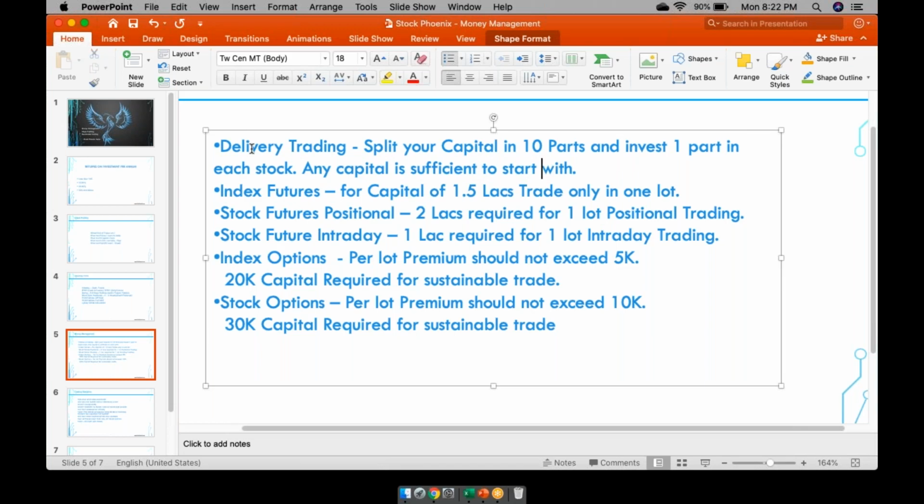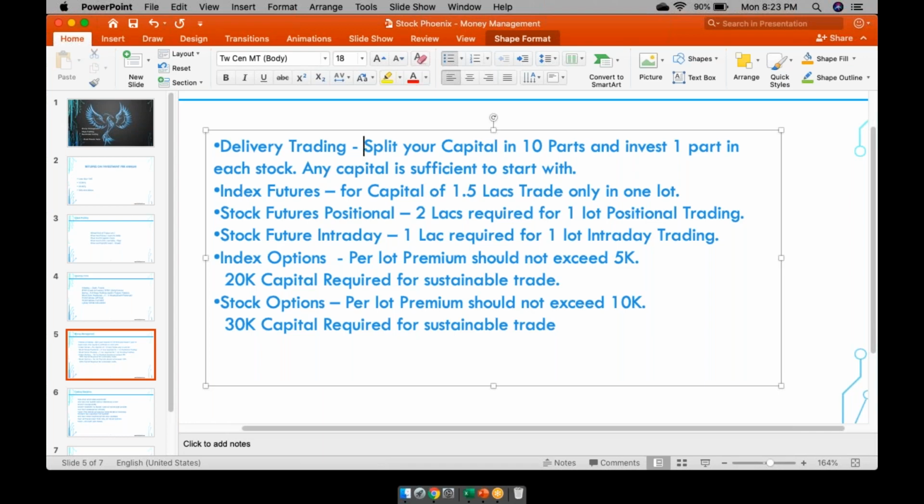I'm repeating, delivery trading, it may be a short-term delivery or long-term delivery or a swing or BTST, anything is fine. Delivery trading in the sense, carry forwarding the position to the next day with your actual cash without exposure. So split your capital into 10 parts and invest one part in each stock. Say, for example, if you are starting with 50,000 rupees, divide that into 10 parts, 5,000 each.